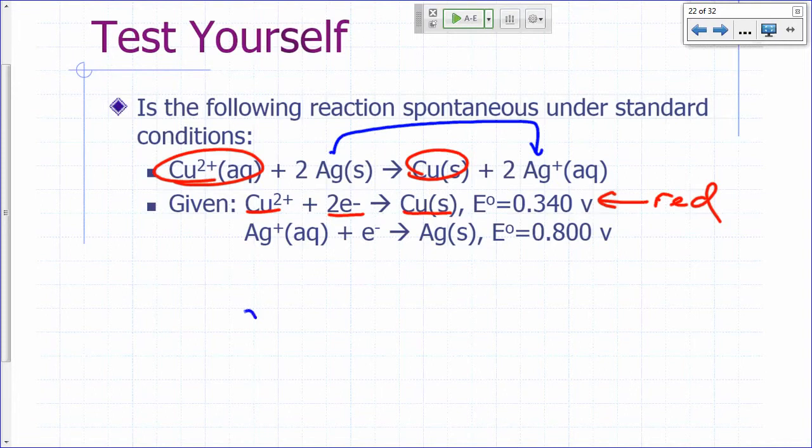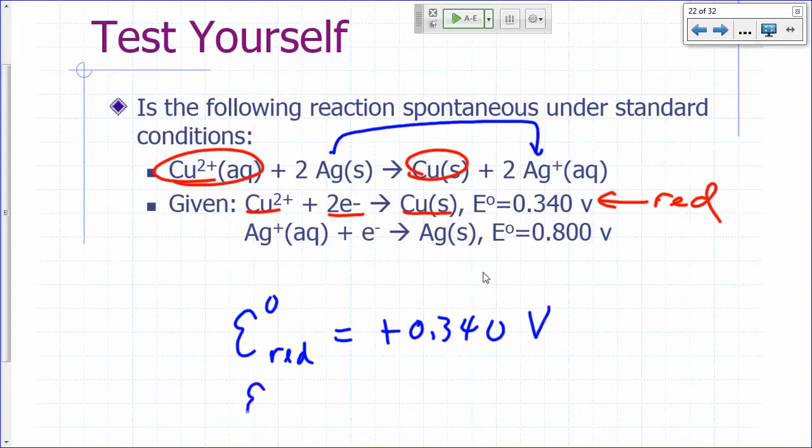My standard reduction potential here is plus 0.34 volts. That's what happens to my copper. What happened to my silver? It's oxidation, right? What's my oxidation potential? Is it 0.8 or negative 0.8?